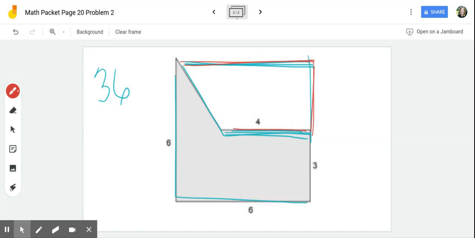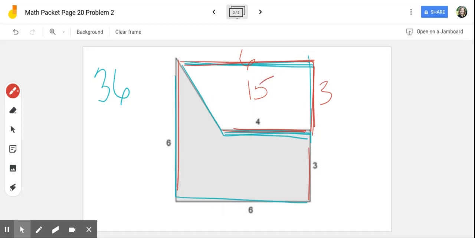We could call this the bottom. We're going to say that's 4 plus the top, which is 6. That's 10 times the height. From here to here must be 3, because this is 6 and half of it's 3, right? So the bottom plus the top is 10 times the height, which is 3, divided by 2, which is 15, right? The bottom plus the top times the height divided by 2.